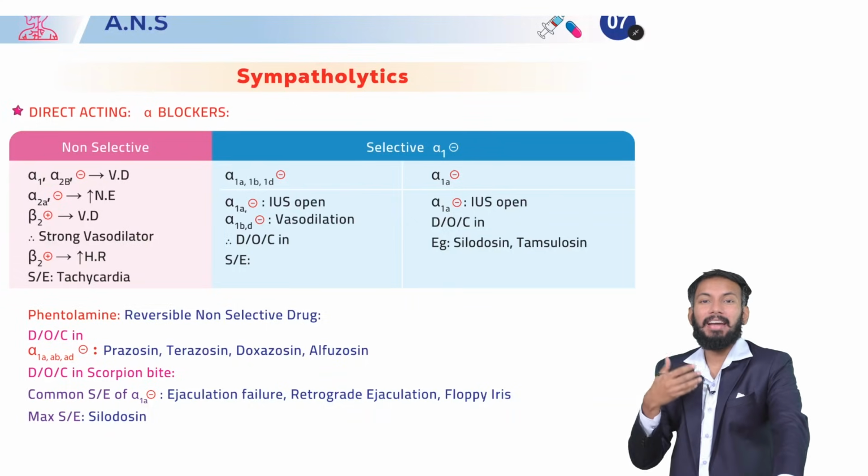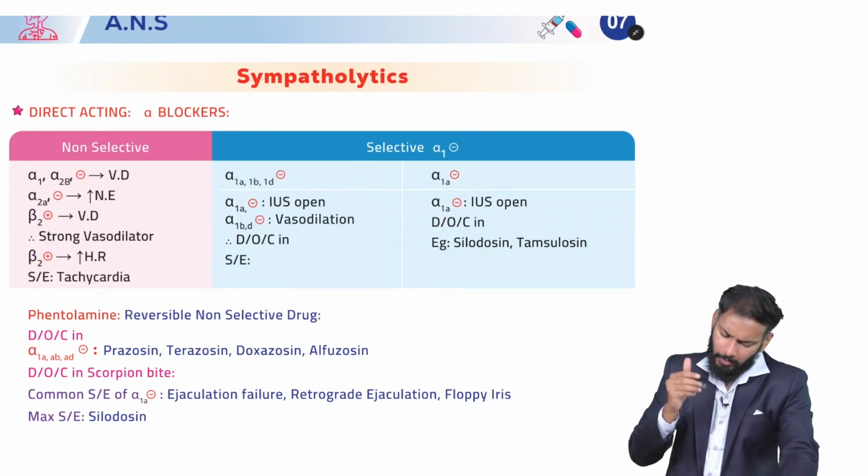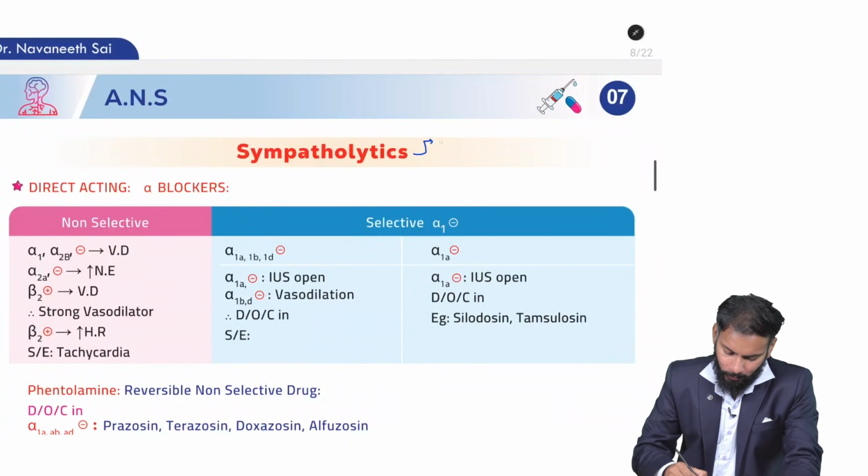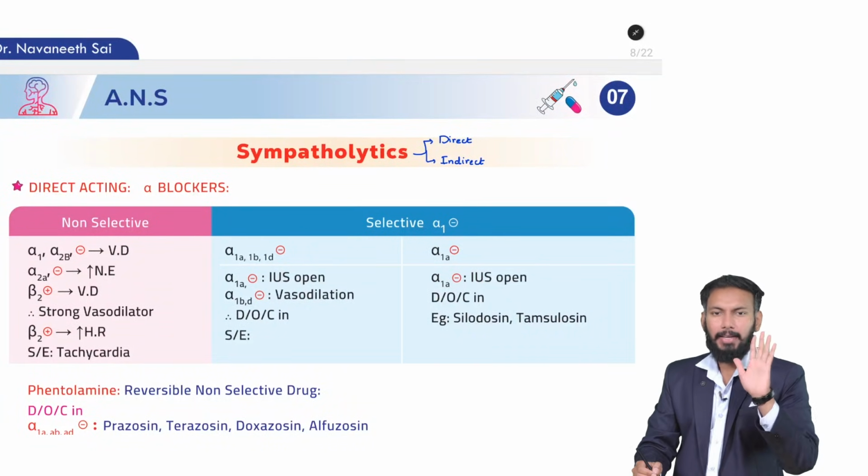They are also known as anti-adrenergic drugs. I told you the same concept here also. So there are going to be 2 classes of drugs. What are these classes of drugs? Direct acting drugs and indirect acting drugs.